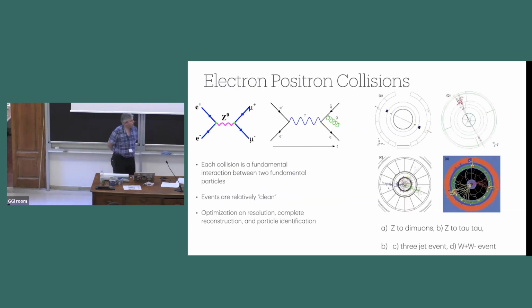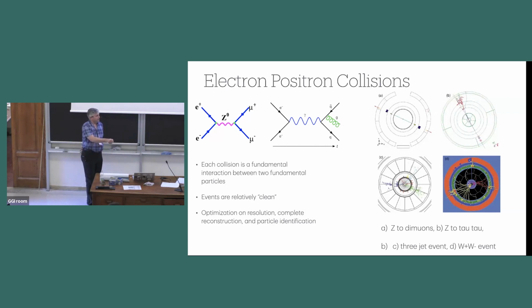So if we take a look at some of those types of things that we want to examine, we'll start with a very clean kind of collision, which is an electron-positron collision. So these are some event displays from LEP, just to give you a sense of the different types of interactions that we see. In the case of LEP, each collision is a fundamental interaction between two fundamental particles. We have an electron and a positron coming in. So almost all of these events, the idealization of looking at the Feynman diagram, and then actually what we see in the detector is something that we can make a one-to-one correspondence to.